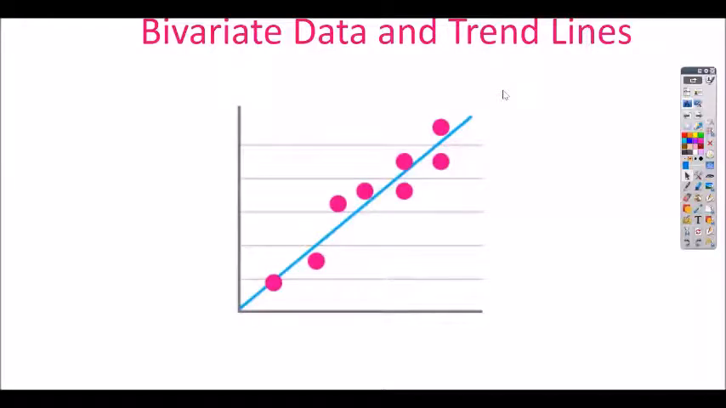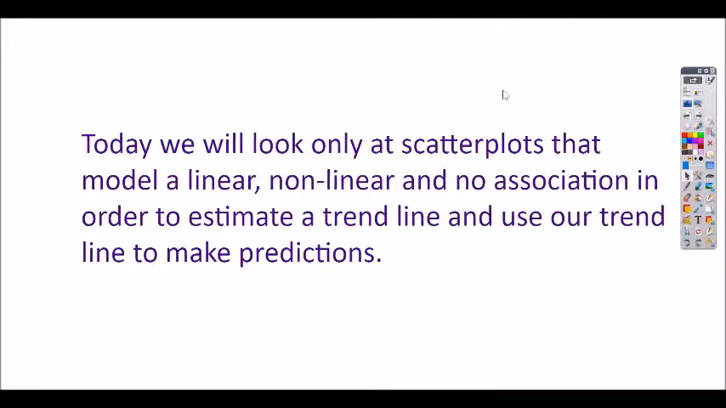Today we're going to learn about bivariate data and trend lines. When we look at scatter plots, they're always going to model a linear, nonlinear, or no association, and we're going to use this to estimate a trend line and use our trend line to make some predictions.